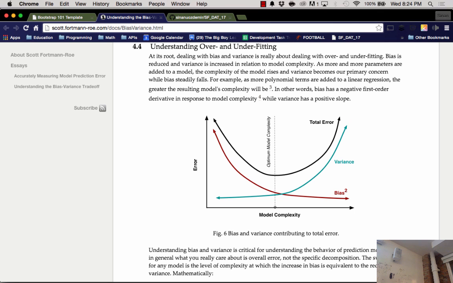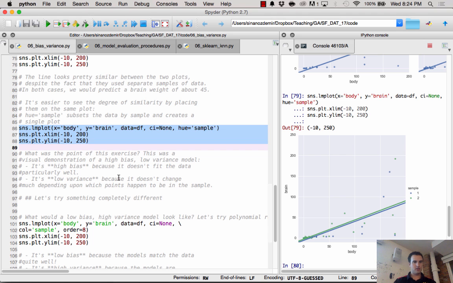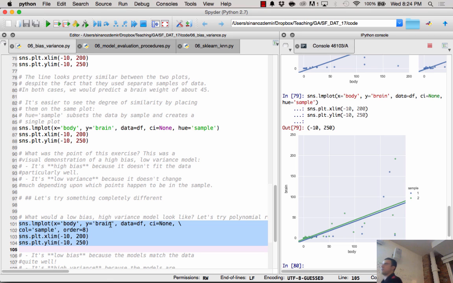Now I'm going to add a lot of complexity. I'm going to give it a lot of free rein to try to lower that bias. Down here, in lines 101 to 104, I'm going to ask the same thing to do the two samples and make two different models. But instead of asking it to draw a line, I'm going to ask it to draw a polynomial of 8 degrees.